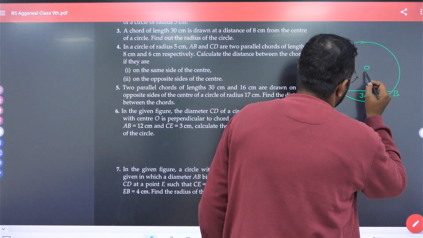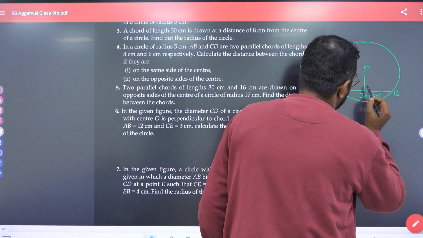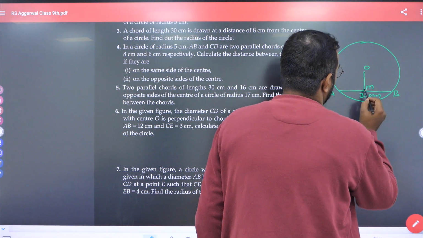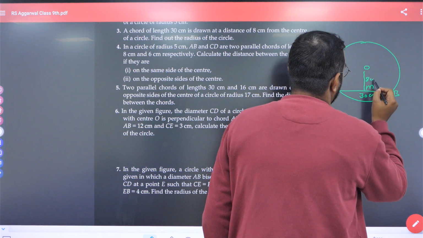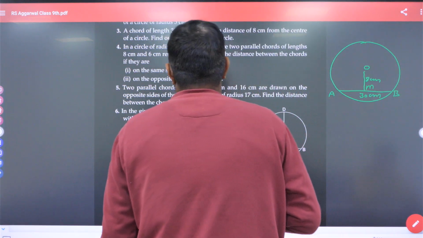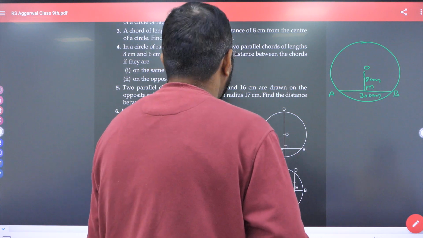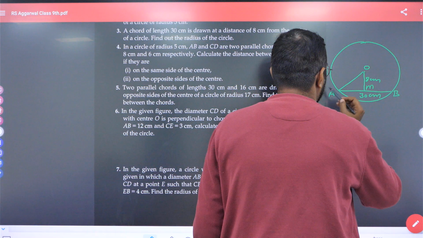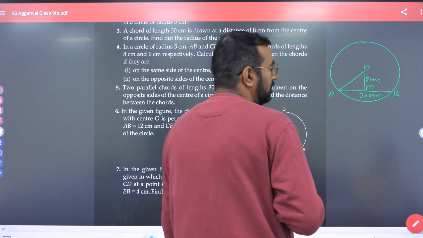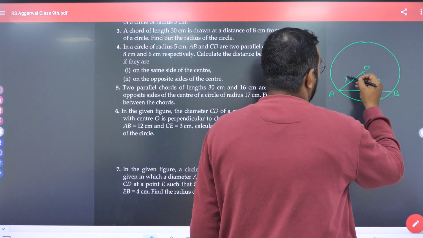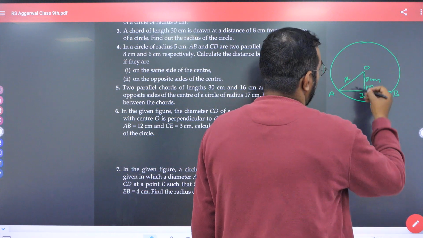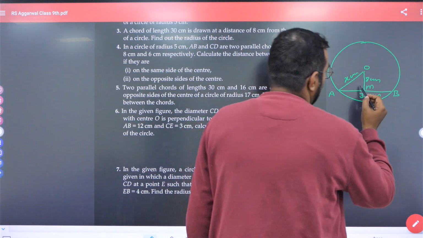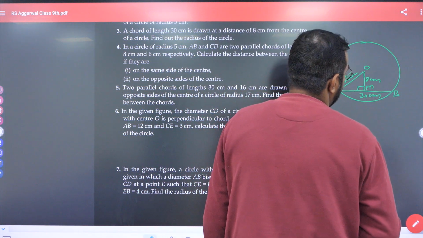So for distance we draw perpendicular from the center to the chord. Let's say it is OM. So OM is 8 centimeter. Okay. What we have to find? We have to find radius, means either OA or OB. Now we will find OA. You can take it X centimeter. So we have to find this one. Now it will be perpendicular here.